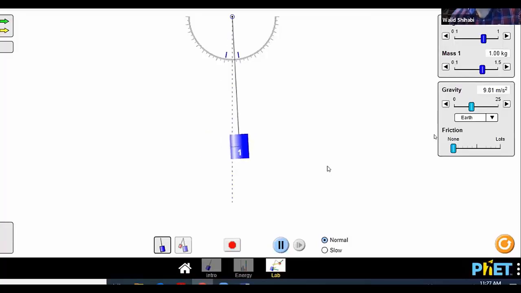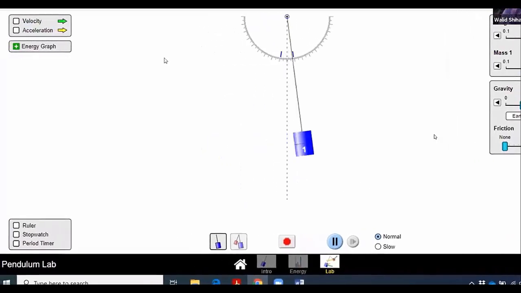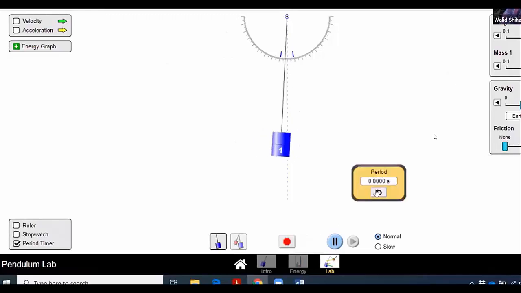You remember the old clocks, the grandfather clocks? They are pendulum based because a pendulum goes through equal cycles, back and forth equal cycles. We call it the period. The period is the time taken to complete one cycle. I can show you here a cycle. This is a period timer. You can see here, this is a cycle going back and forth, one cycle.